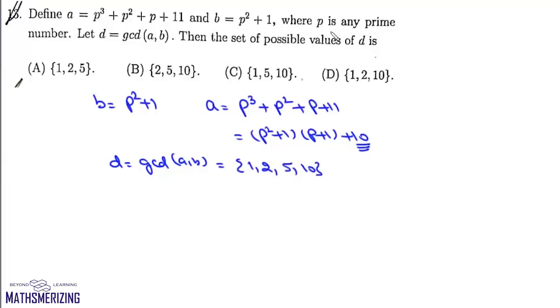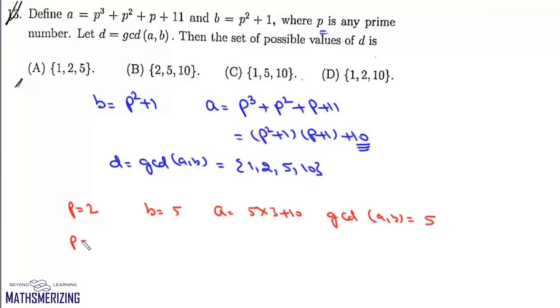Now we are given that P is a prime number. If the value of P is 2, then in that case B will be 5, and A will be 5 into 3 plus 10. So the GCD of A and B will be 5.